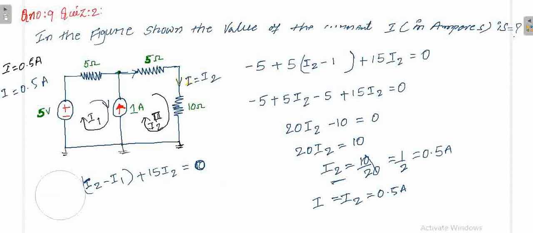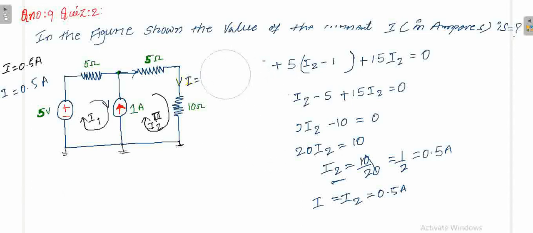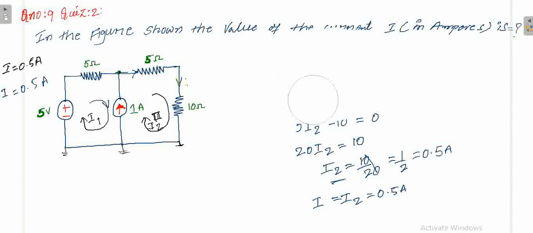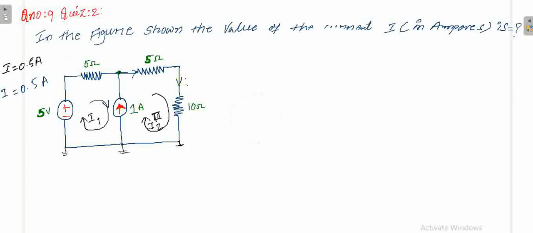Let us see the same problem with Thevenin's theorem. So let us erase this. What is Thevenin's theorem? Thevenin said that the total network, except where you want to find the response, is replaced with an equivalent network which contains one voltage source in series with a resistance. It means I want to find the response, that is the current across this branch.